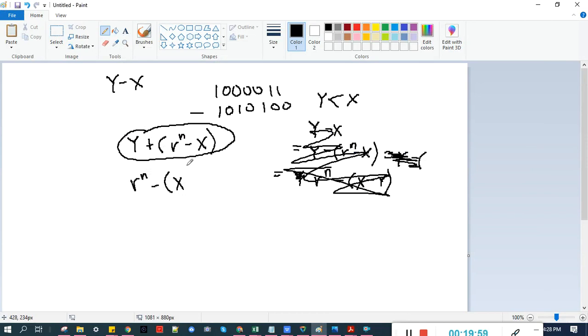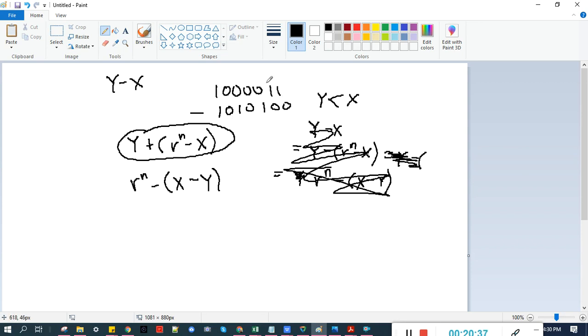Y less than x. Okay, so you'll rearrange this. It will become r to the n minus x minus y. So this will be the result if we add y with the 2's complement of x.